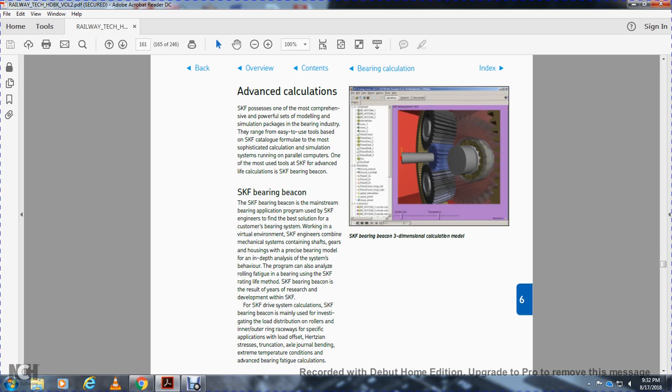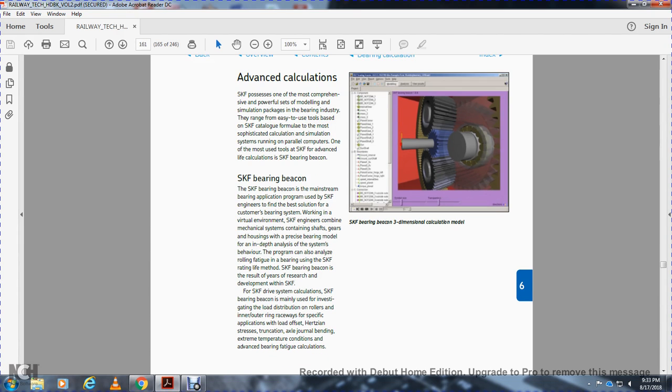For in-depth analysis of system behavior, the program can also analyze bearing fatigue, using the SKF rating life for the SKF bearing. Within SKF, the driving and calculation tool SKF Bearing Beacon is mainly for investigating load distribution on the rollers, the inner and outer raceways, the application of the load offset, Hertz stress, axle journey bearing extreme temperature conditions, advanced bearing fatigue calculation, and the SKF Bearing Beacon dimensional calculation model.